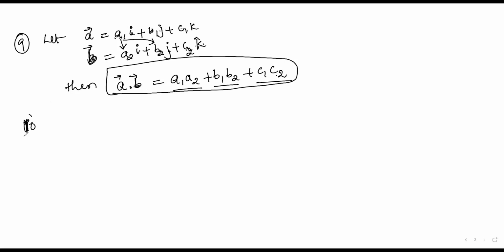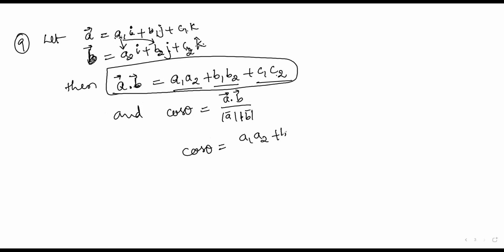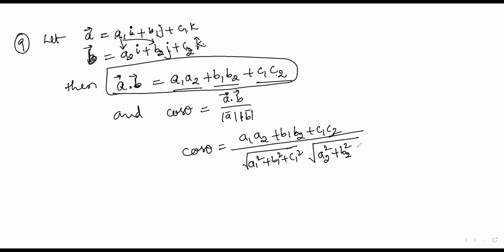Now cos theta equals what? Cos theta equals A dot B by mod A mod B. Here, cos theta equals A dot B, which is A1 A2 plus B1 B2 plus C1 C2, divided by mod A, which is the square root of A1 square plus B1 square plus C1 square, and mod B, which is the square root of A2 square plus B2 square plus C2 square.